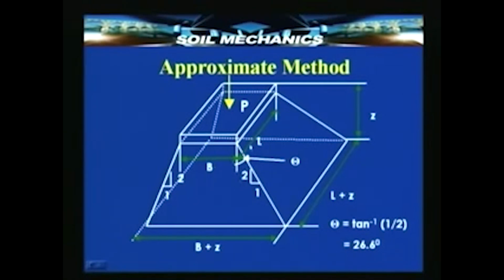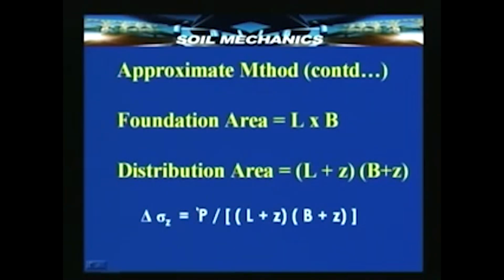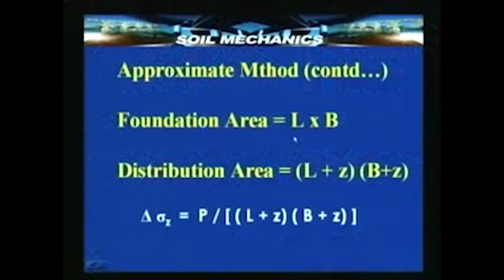Now, this angle corresponding to a tangent of 1 upon 2 is nothing but 26.6 degrees, which is approximately 30 degrees. So, in practice we often assume a distribution of approximately 30 degrees. Continuing this approximate calculation, if the foundation area is L into B, the area over which the load is actually distributed at depth z is L plus z into B plus z, and therefore the vertical stress, or so-called incremental stress delta sigma z, will be equal to the applied load divided by the base area at depth z, which is L plus z into B plus z.